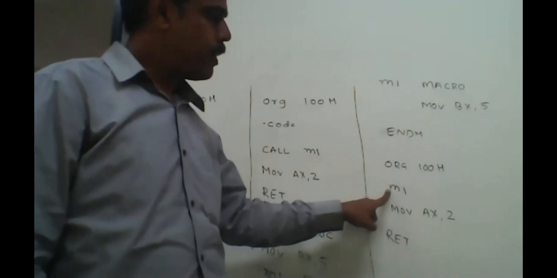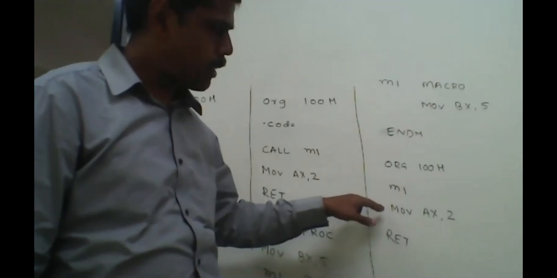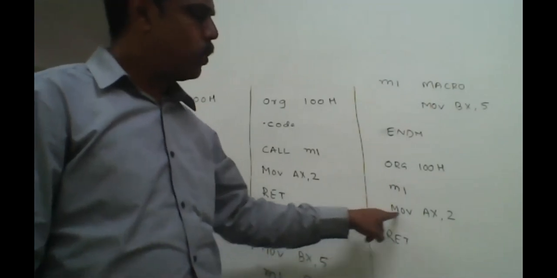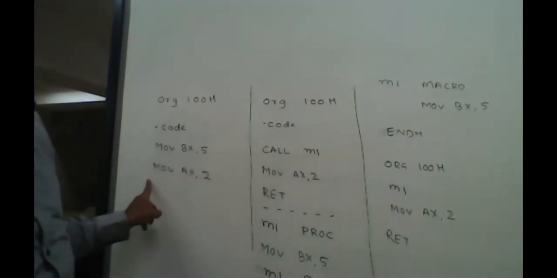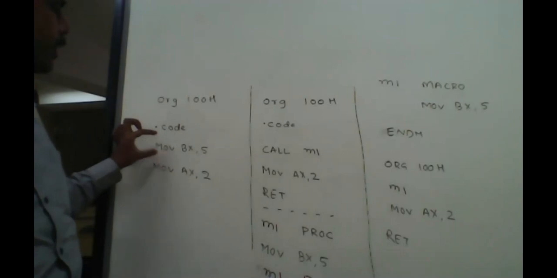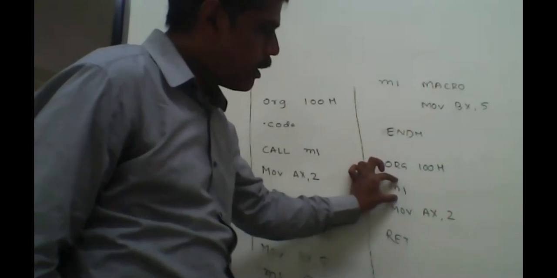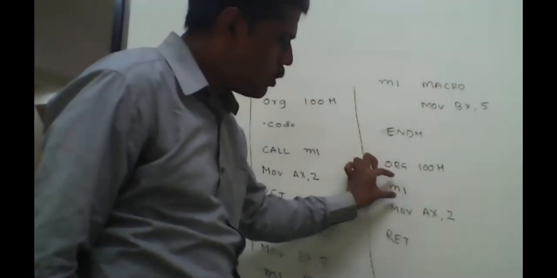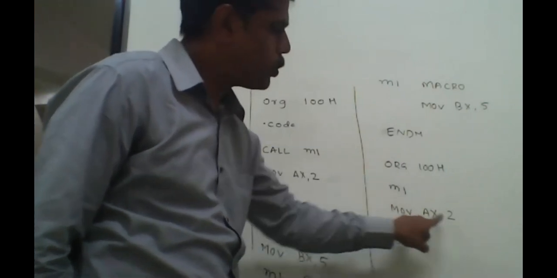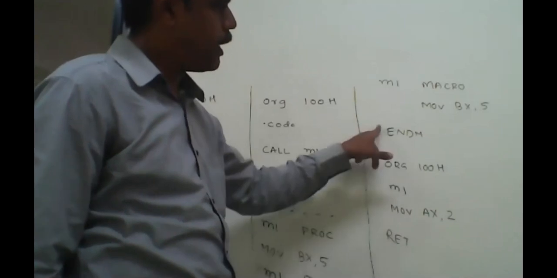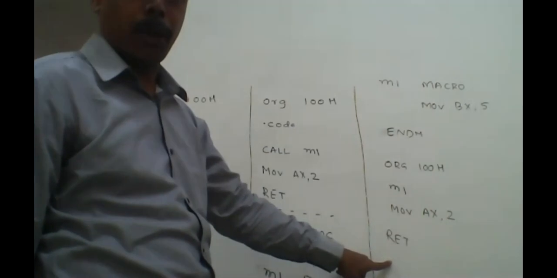That is M1. Then I am writing some other junk instruction here: MOV AX, 2, just to show that this is the same as this. Here we have moved 5 into BX directly through the instruction. Here we are moving the 5 into BX using a macro. Then using an instruction we are moving 2 into AX. Then you say end of the main program, return. Okay, this is a macro.